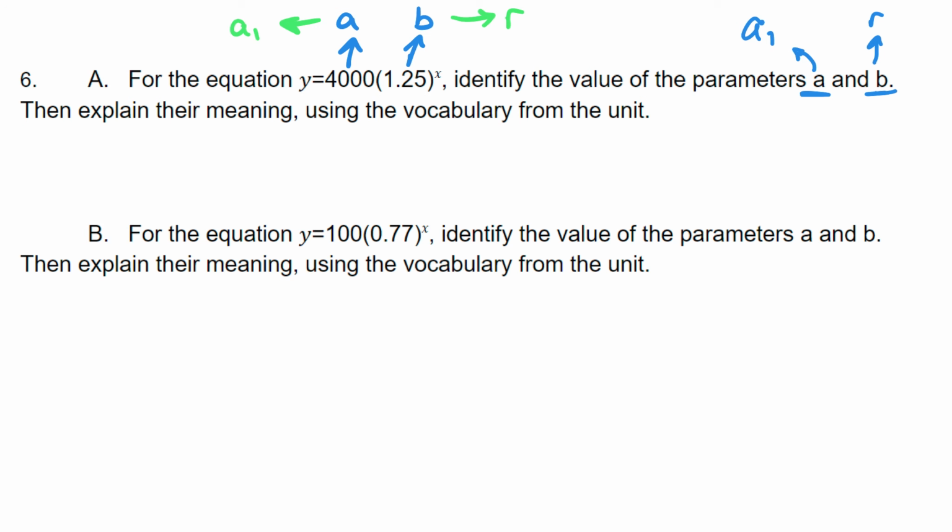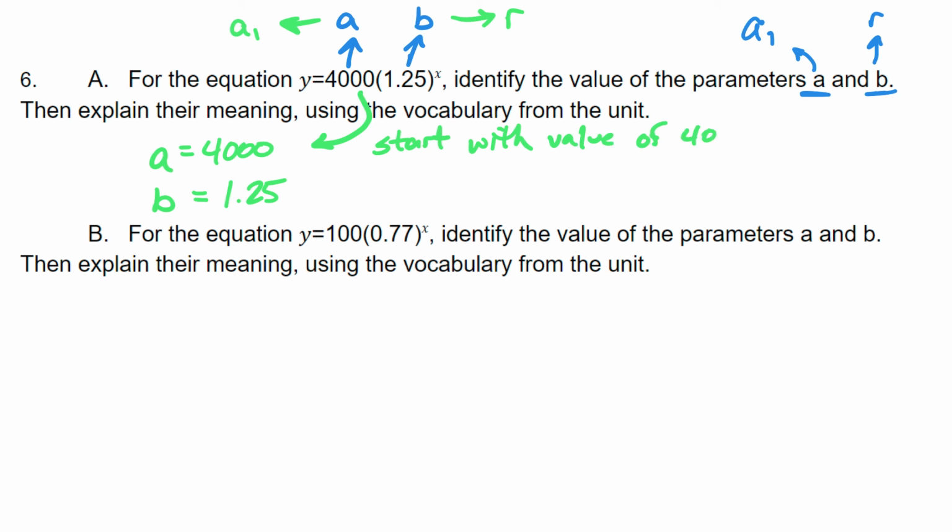But here we go. It says identify the A. Well, A we already talked about. A is 4,000. B is 1.25. Now, what this means is whatever we are talking about starts with a value of 4,000. I don't know what we're talking about. I don't know if we're talking about energy, car price. It really doesn't matter what we're talking about. We just know this has a value of 4,000.